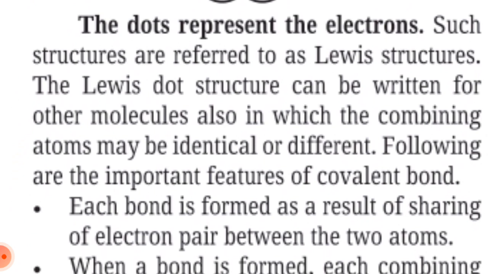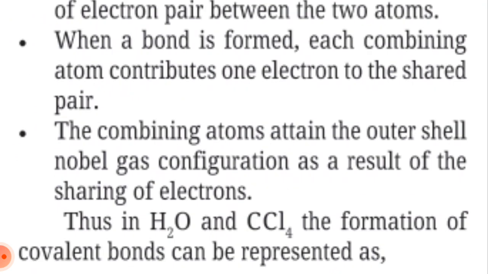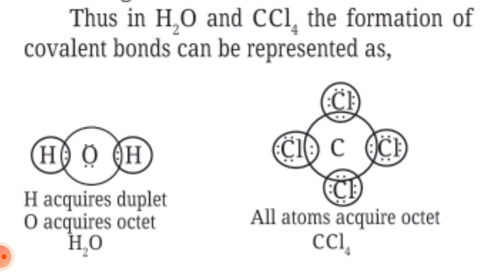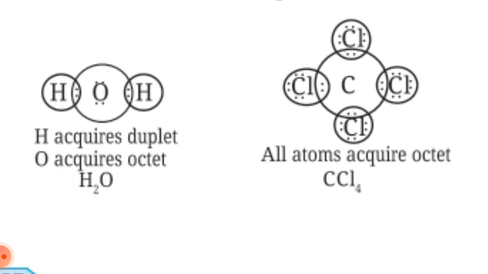Each bond is formed as a result of sharing of an electron pair between the two atoms. When a bond is formed, each combining atom contributes one electron to the shared pair. The combining atoms attain the outer shell noble gas configuration as a result of sharing of electrons. Thus, the formation of covalent bonds in water and carbon tetrachloride can be represented as: in H2O, hydrogen acquires duplet and oxygen acquires octet; in carbon tetrachloride, all atoms acquire octet.